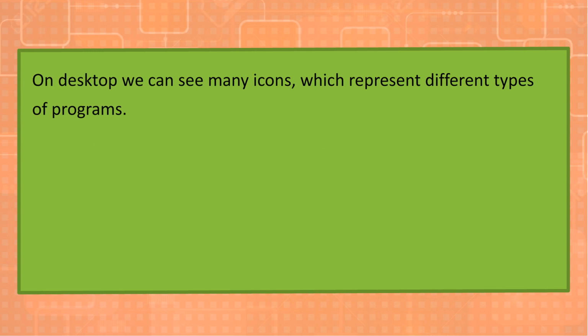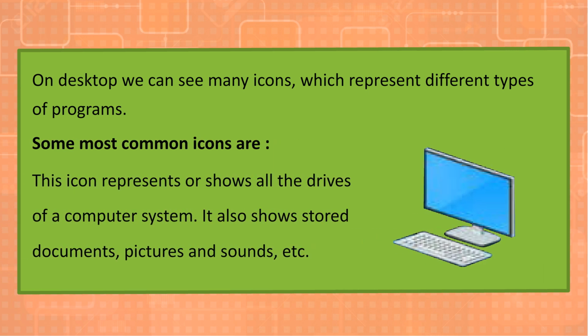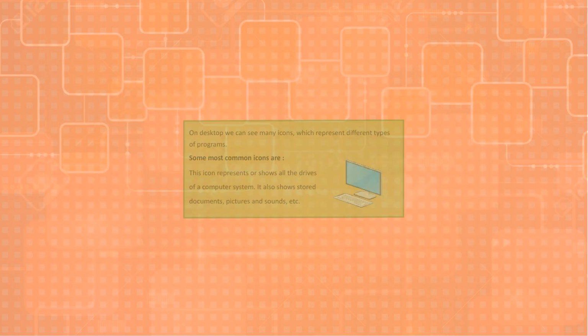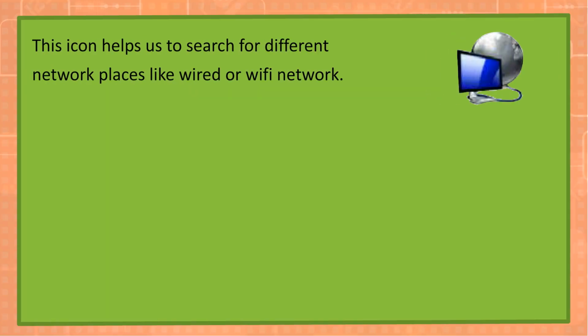On the desktop we can see many icons which represent different types of programs. Some of the most common icons are: this icon represents or shows all the drives of a computer system. It also shows stored documents, pictures and sounds, etc. This icon helps us to search for different network places like wired or Wi-Fi network.